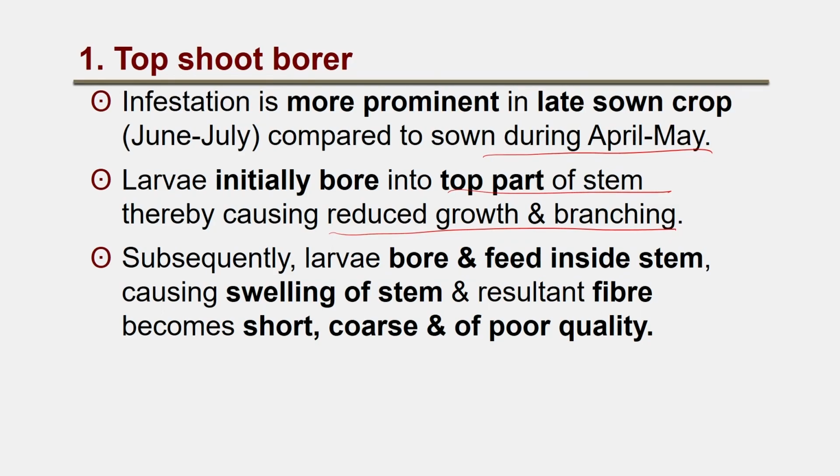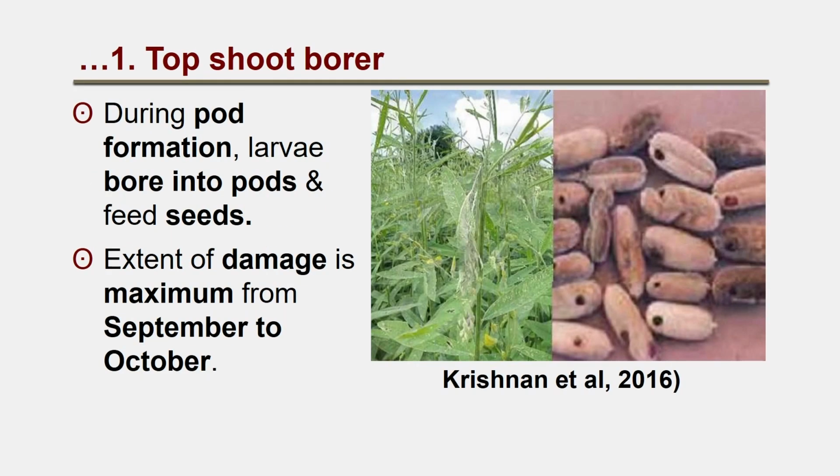Subsequently, larvae bore and feed inside the stem, causing swelling of the stem, and the resultant fiber becomes short, coarse, of poor quality. So therefore, this particular insect affects the quantity and quality of the produce. During pod formation, larvae bore into the pods and feed on the seeds. The extent of damage is maximum from September to October. You can see the damage by top shoot borer, and this is how it is entering into the pods and destroying the seed.